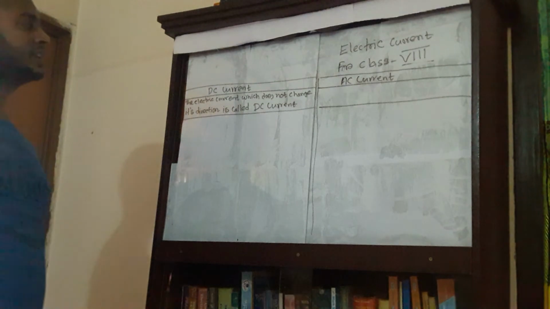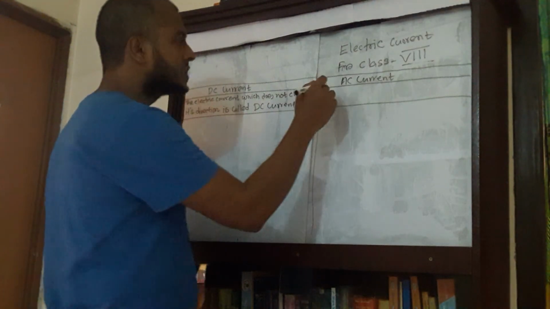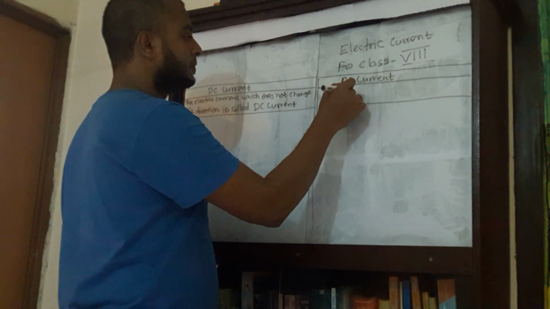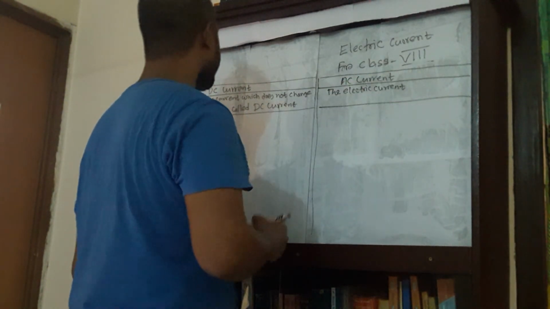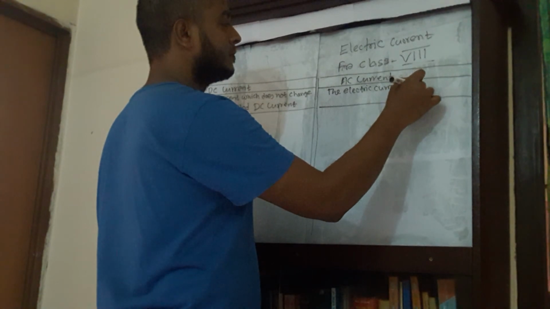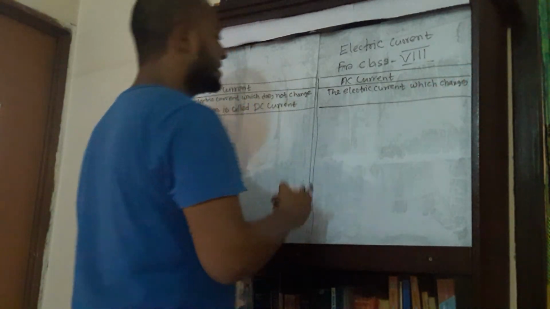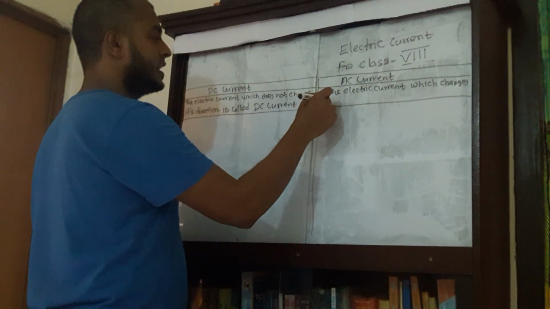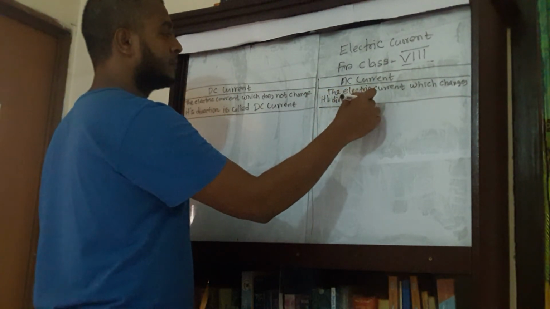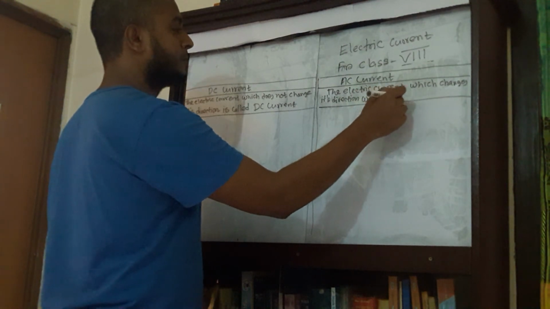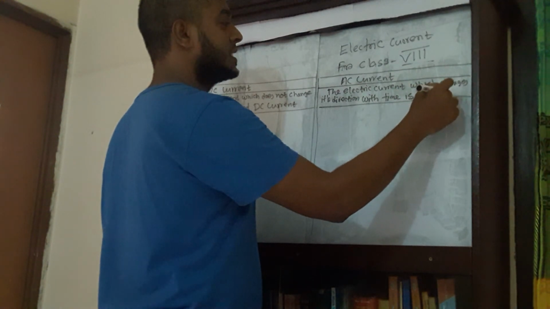In the next step, we are going to give the definition of AC current. So, AC current is the electric current which changes its direction with time is called AC current.